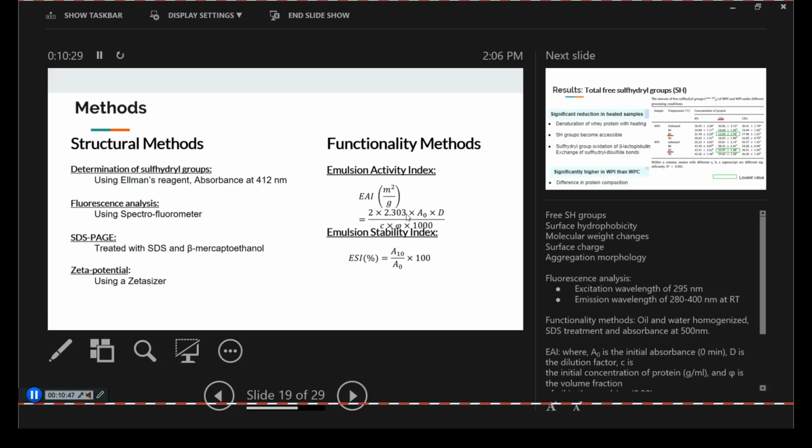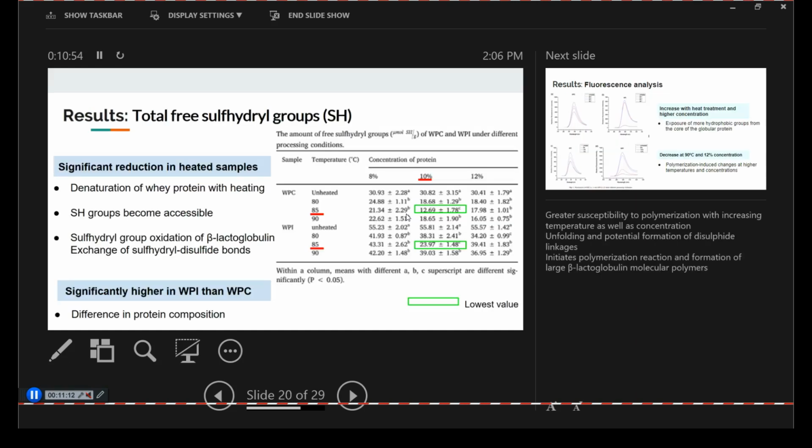Some of the methods for structural characterization were determining sulfhydryl groups using Ellman's reagent, fluorescence analysis, SDS-PAGE to further understand the changes in the molecular weight upon heat treatment, and zeta potential to understand the surface charge. Functionality was evaluated using emulsion activity index and emulsion stability index, just like in Article 1.